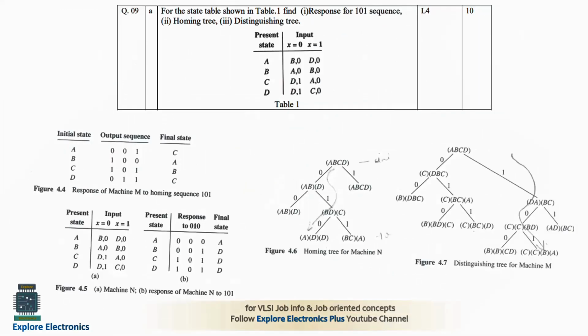For the state table shown, find the response for 101 sequence, homing tree and distinguishing tree. Here the present states A, B, C, D are given, inputs x equal to 0 and x equal to 1 are given, and their outputs are shown. So we need to write the sequence here. For 101 sequence, we need to write the response, homing tree and also the distinguishing tree. Not much explanation is shown here. Please refer to the prescribed textbook for more information. This is the brief answer which is required for this question. Please write the explanation also by reading through the textbook.